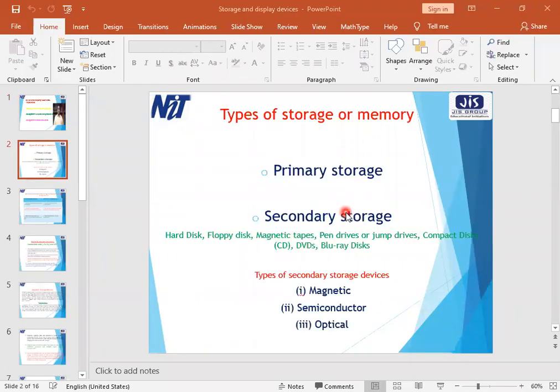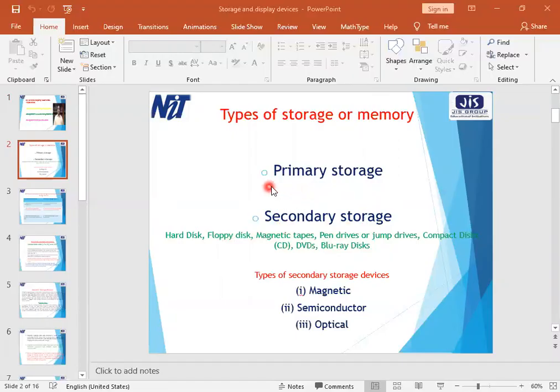In that, at first, we will have to discuss the types of storage or memory in a computer system. There are two types of memories in a computer system: primary storage and secondary storage. The example of primary storage is RAM, whereas the examples of secondary storage are the hard disk, floppy disk, magnetic tapes, pen drives, Blu-ray disc, all these.